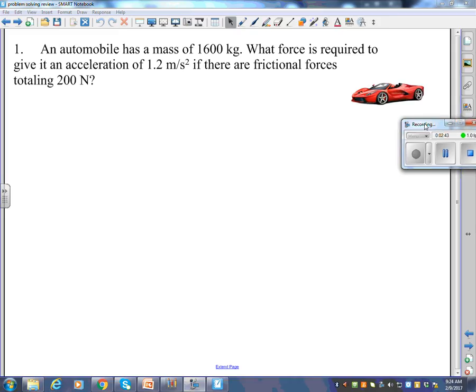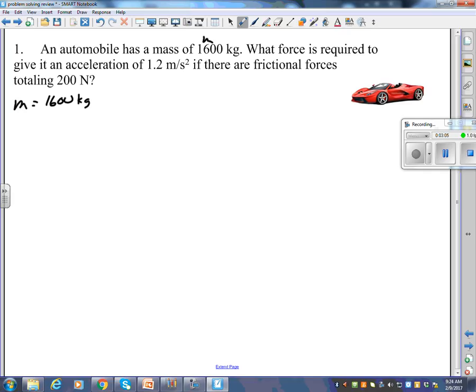An automobile has a mass of 1,600 kilograms. What force is required to give it an acceleration of 1.2 meters per second squared if there are frictional forces totaling 200 newtons? So for this one, I'll do it this way. If you want, write down the mass as 1,600 kilograms. If you just want to put an m there, that's fine, whatever works for you.